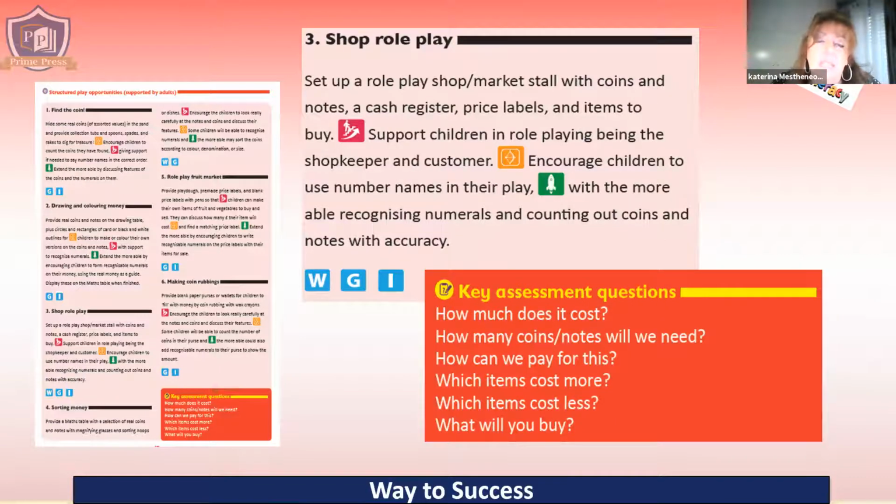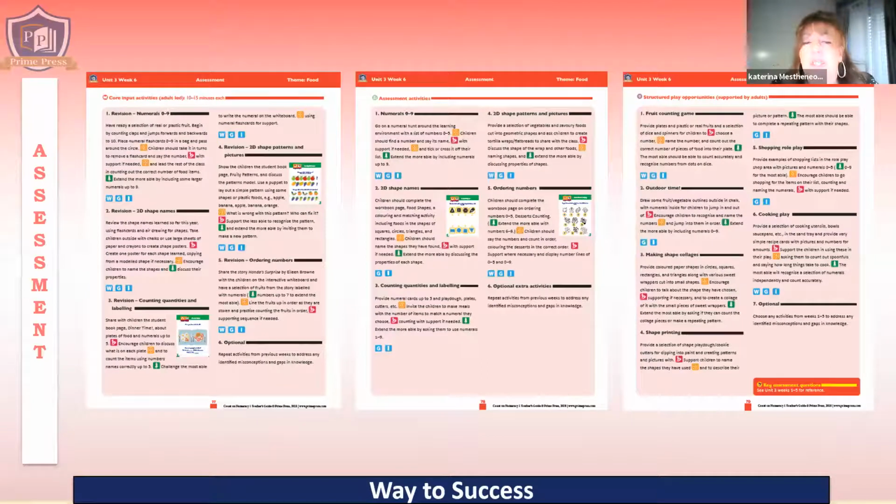Then for the assessment, as well as those questions, there are 3 pages in week 6 of revision and assessment activities. You won't be able to see them. There are too many of them here. I haven't made any close-ups of them, but you can see that there are plenty of activities here.